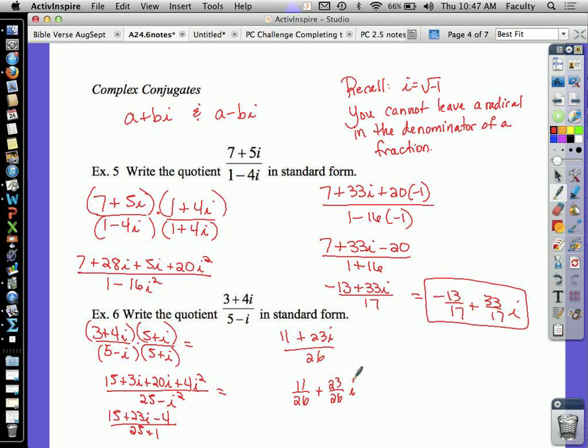I want you to notice I skipped this step this time. I went from plus 4i squared to just minus 4. So if you can handle it, do it. If that doesn't make sense or it's too confusing, don't do it. Do the extra step that we did up in the last problem. Minus i squared is plus 1. So your final answer in a plus bi form is 11 over 26 plus 23 over 26i. Any questions on this? Okay, super.